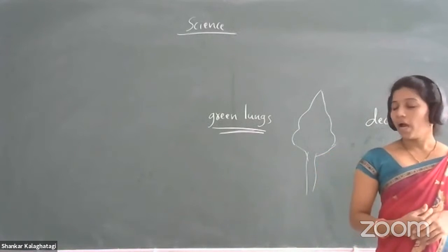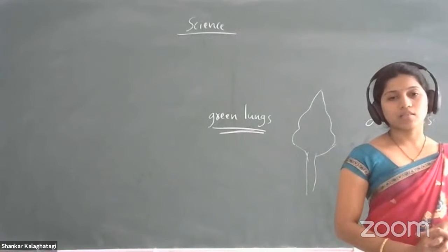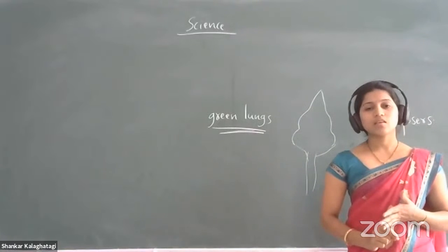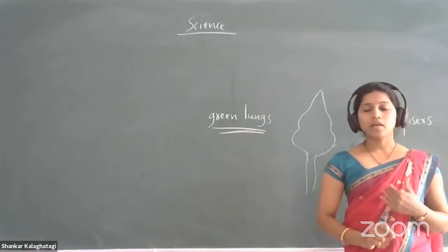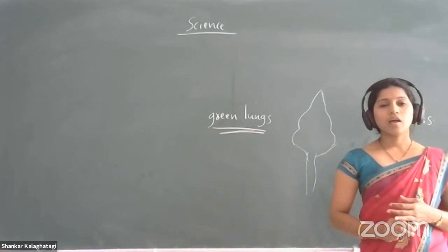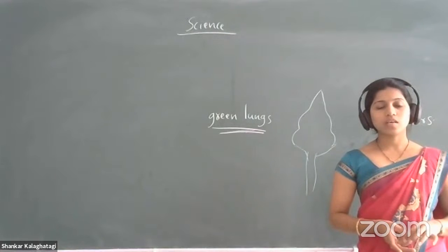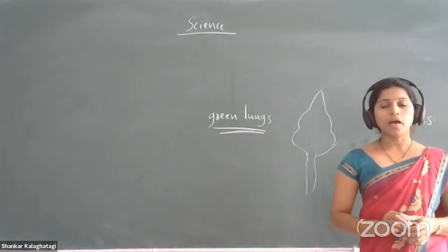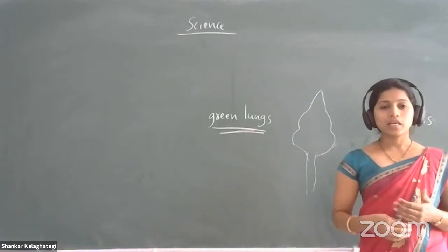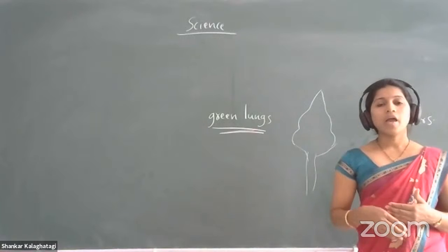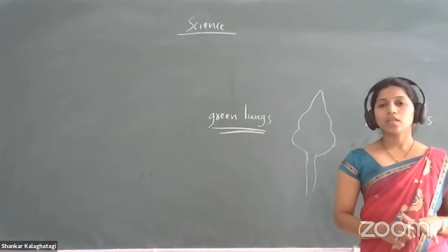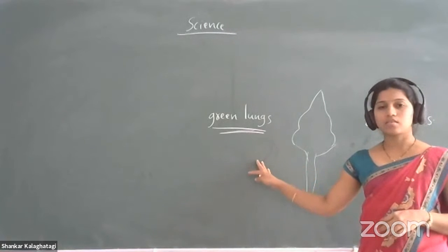Okay. And forests are called green lungs. Why are they called green lungs? Because they release oxygen and that oxygen is utilized by the organisms, and also they release carbon dioxide that is used by the plants for photosynthesis. So the forest helps in the exchange of oxygen and carbon dioxide in the forest. That is called green lungs. Okay.